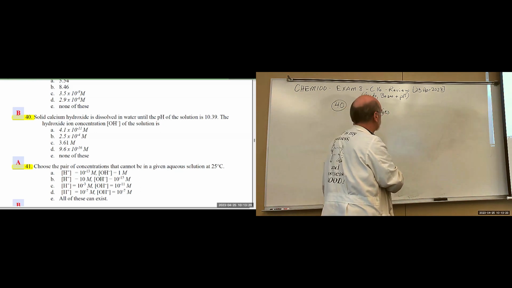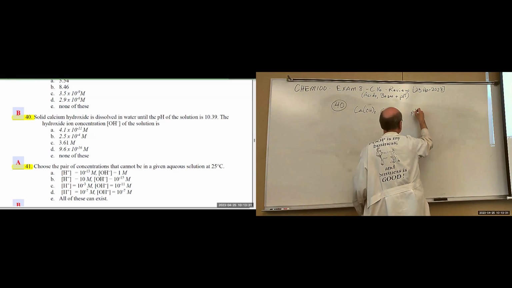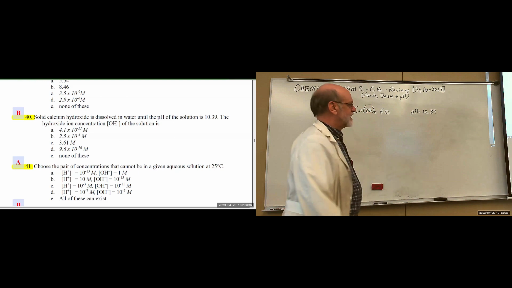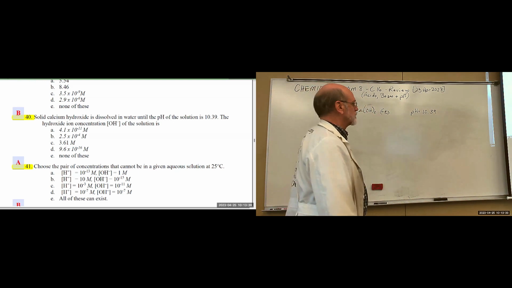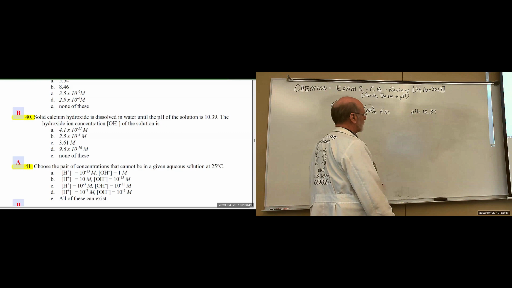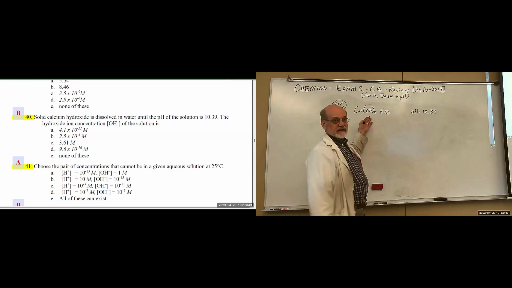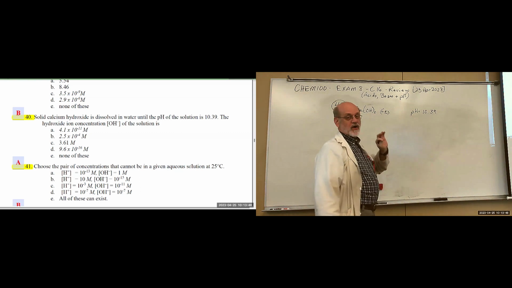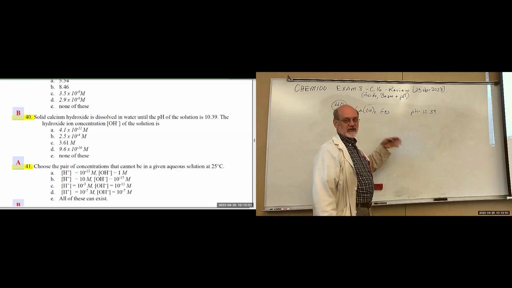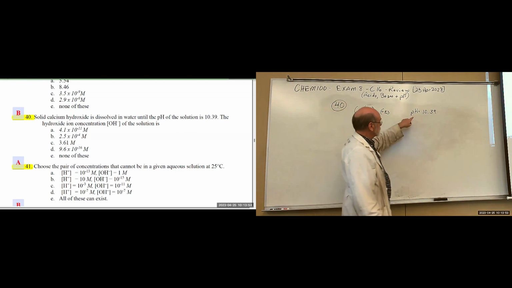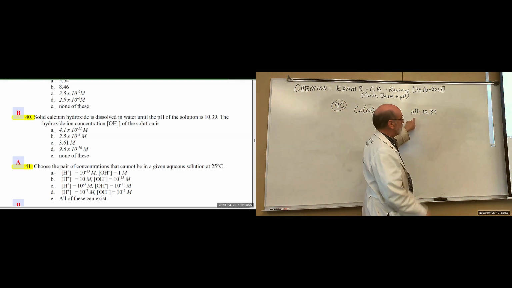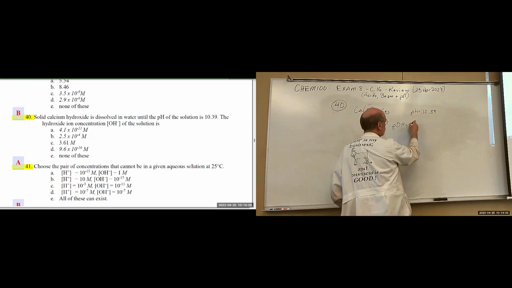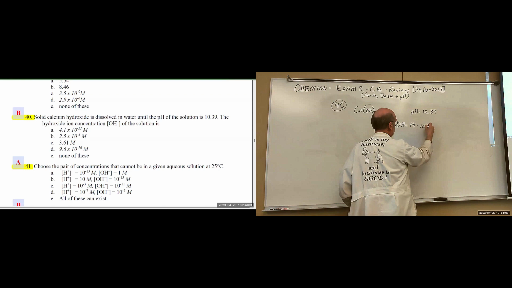Until the pH is 10.39. The hydroxide ion concentration of the solution is what? Well, we don't even need to know that anymore. I mean, it's what I call blue smoke. It's more information than you need. We just need to know the pH, and the question is, what's the hydroxyl ion concentration? Well, we know that the pOH is equal to 14 minus 10.39.